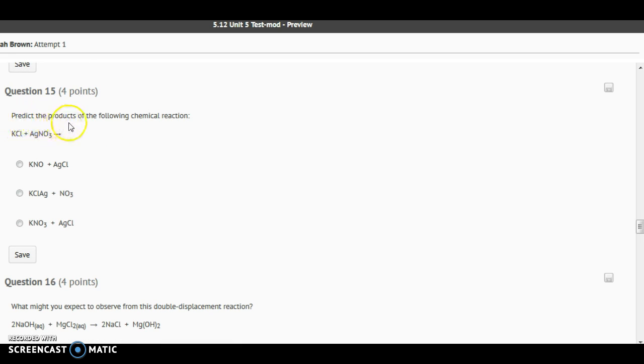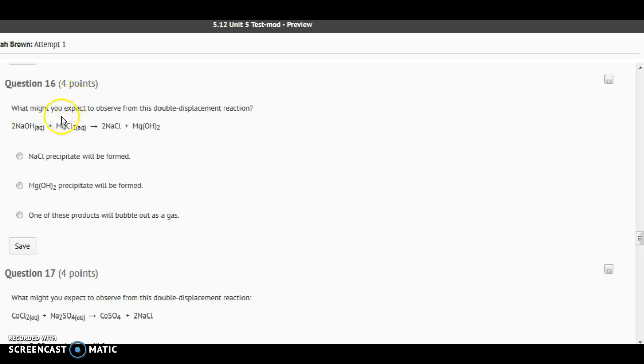Question 15. Predict the products of the following chemical reaction. KCl plus AgNO3 yields A, KNO plus AgCl, B, KClAg plus NO3, or C, KNO3 plus AgCl.